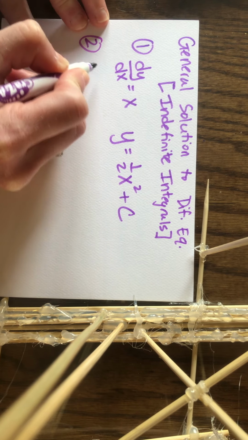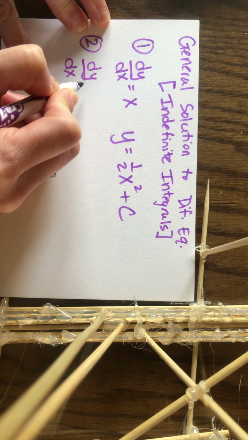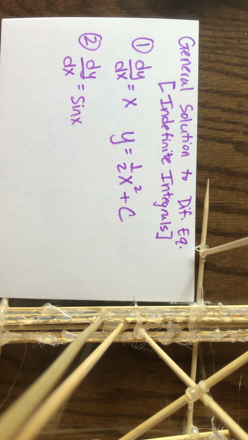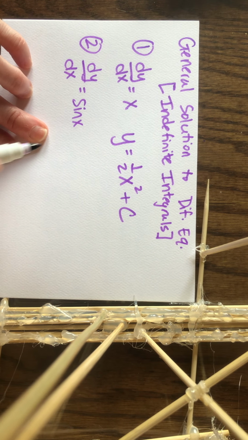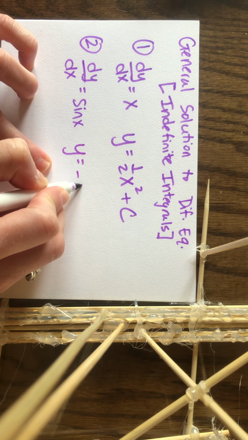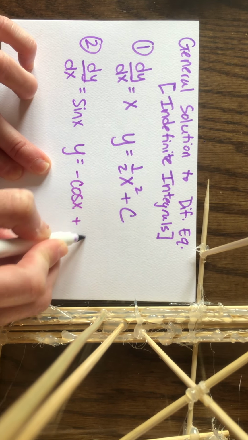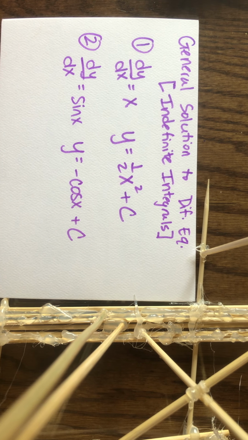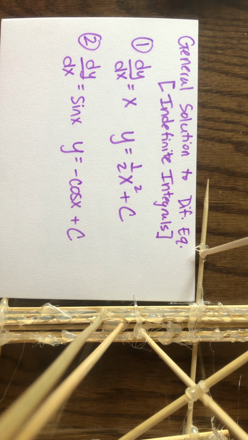Likewise, if we had a differential equation like this one, we could again rely on our knowledge of derivatives and the fundamental theorem to determine that the antiderivative, or the general solution to this differential equation, would be y equals negative cosine x plus a constant C. By making sure we're adding that constant C, we are representing every single possible antiderivative of that particular differential equation.